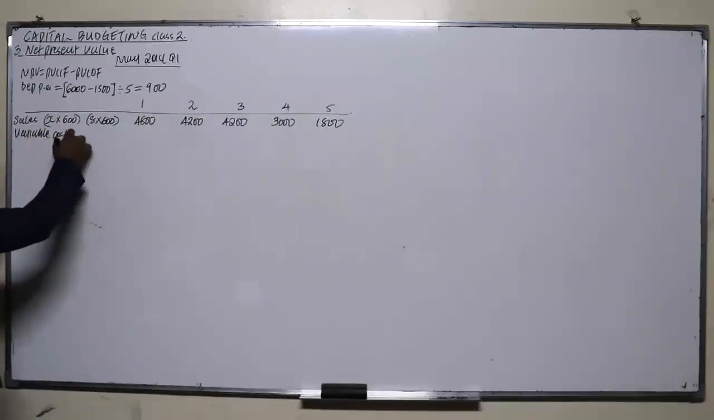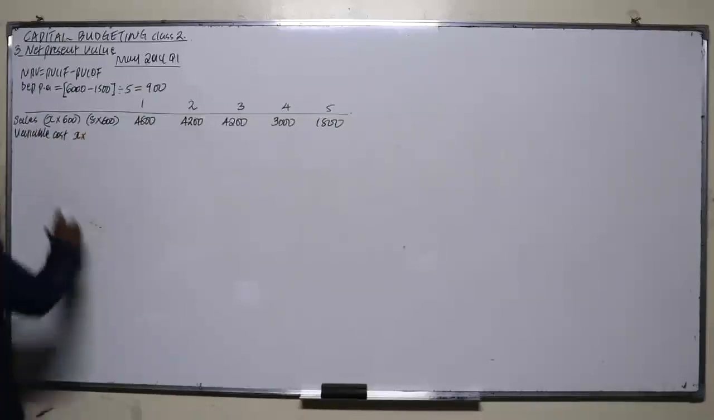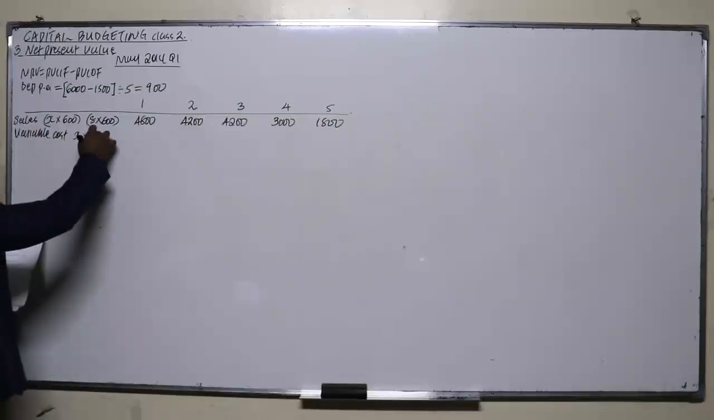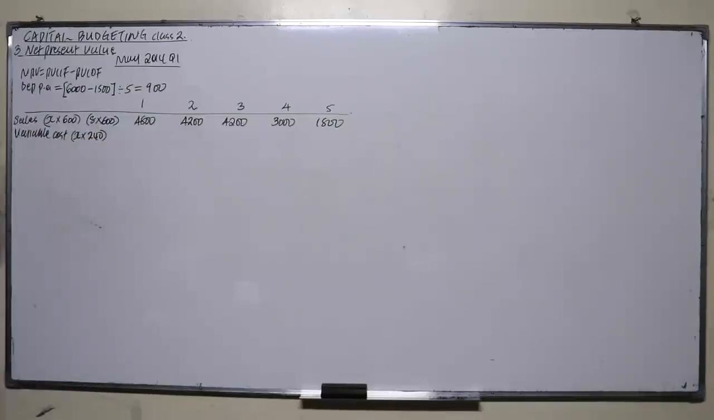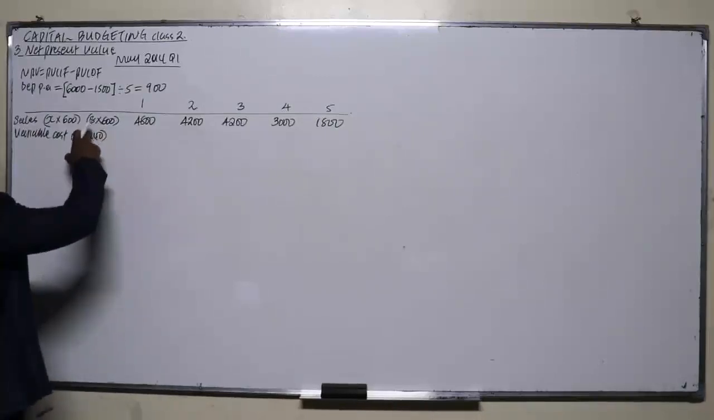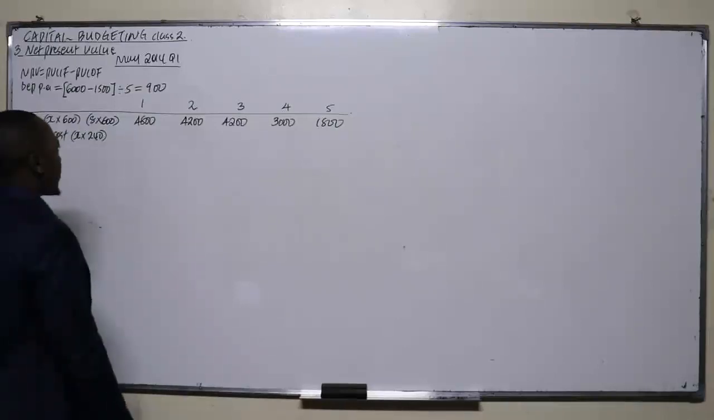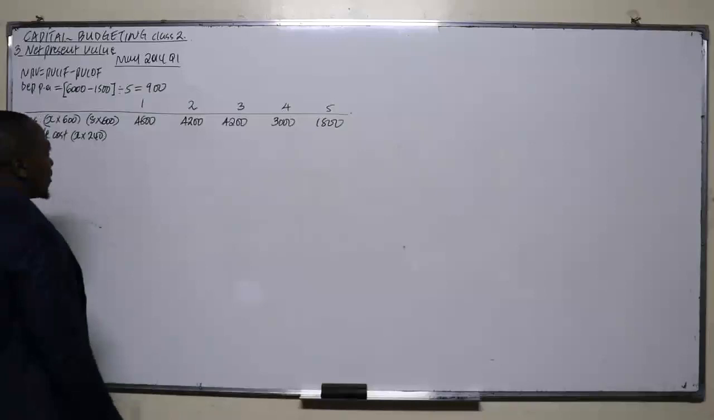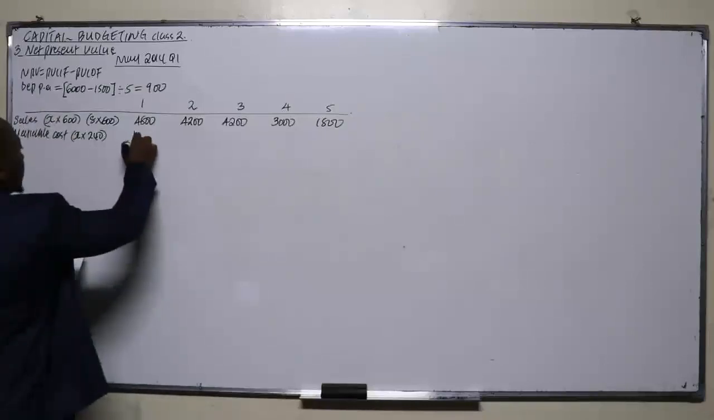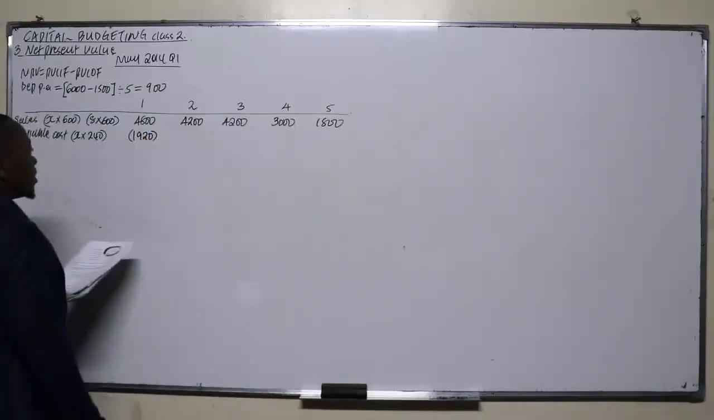To get the variable cost, you take the number of units, that's X, then you multiply by the variable cost. Note number one, the variable cost per unit is 240. That means, for example, for the first year, it will take 8,000 units, you multiply by 240. What do you get? We have 1920. So year two, you'll take 7 times 240.